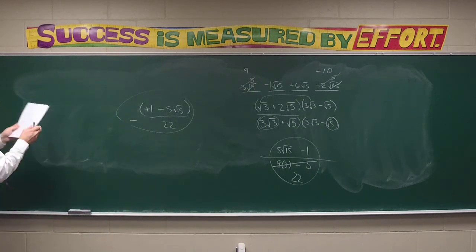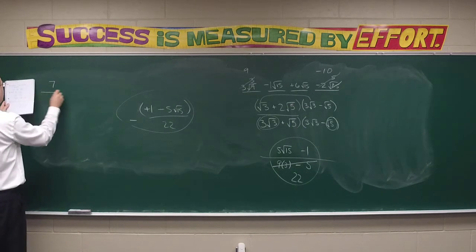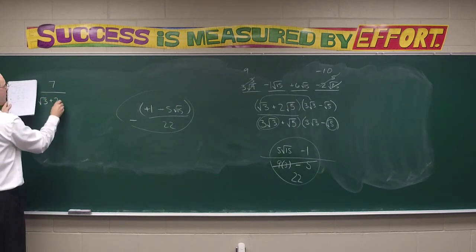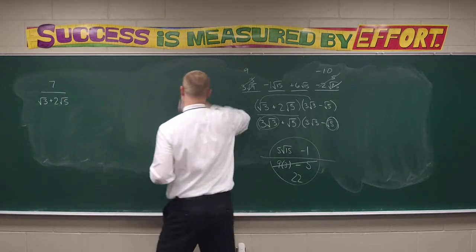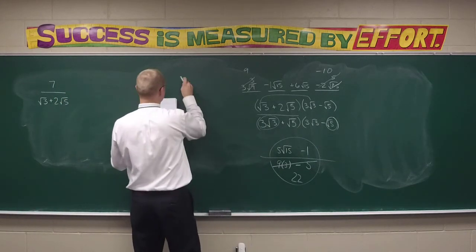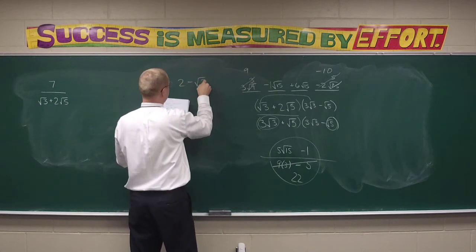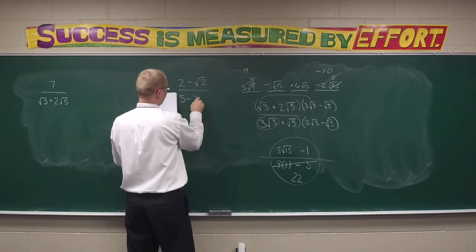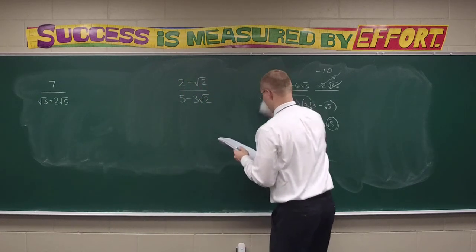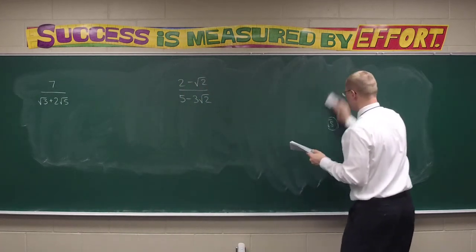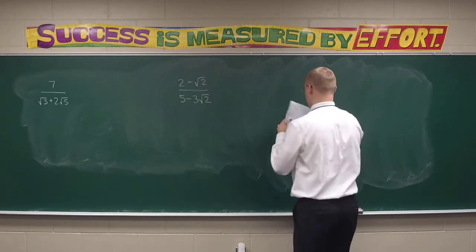Let me give you a couple to work this time on your own then. 7 over the square root of 3 plus 2 times the square root of 5. 2 minus the square root of 2 over 5 minus 3 times the square root of 2. I'll give you a third one just for fun.